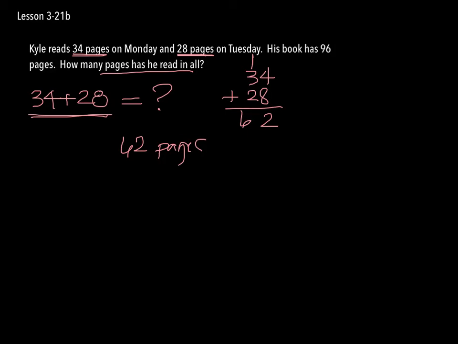Now, ladies and gentlemen, what this problem introduces us to is the concept that sometimes story problems will give us extra numbers. And if we're not really careful in terms of what we're reading, we might make the mistake of going 34 plus 28 plus 96. That is going to give you a completely different answer. So we want to make sure that we are reading carefully and finding the important information, because sometimes a problem will give us too much information.